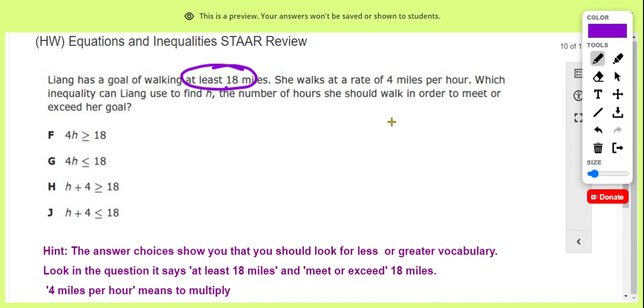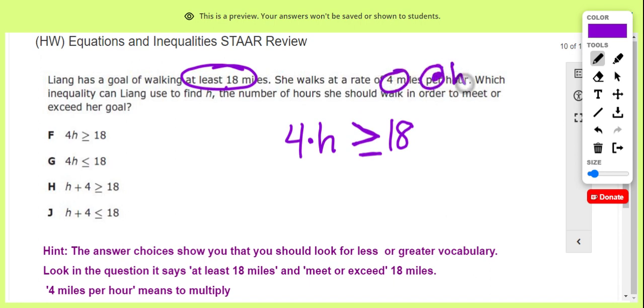At least 18. So if 18 is the least, we're going to put the pointy side 1 dot. If this is the smallest, 18 is the least, then everything else is going to be greater than. Per hour means multiplying 4 times h.